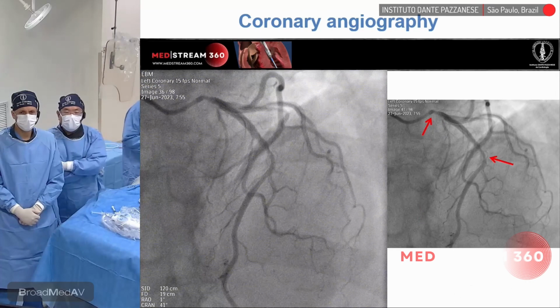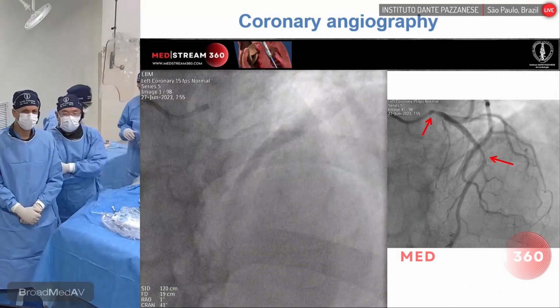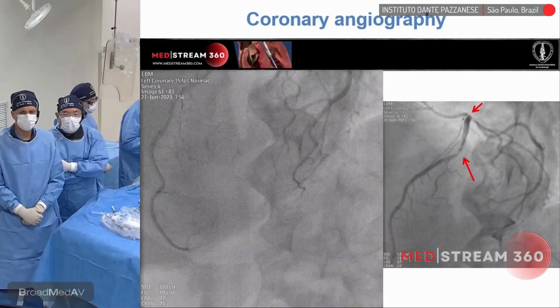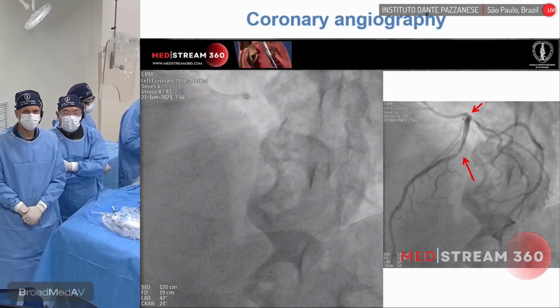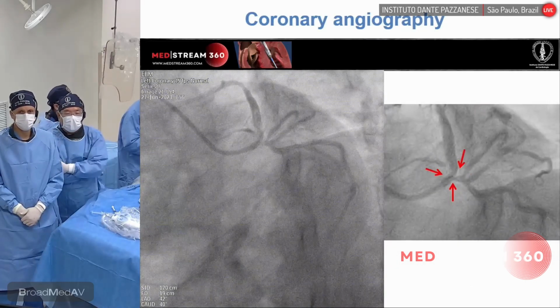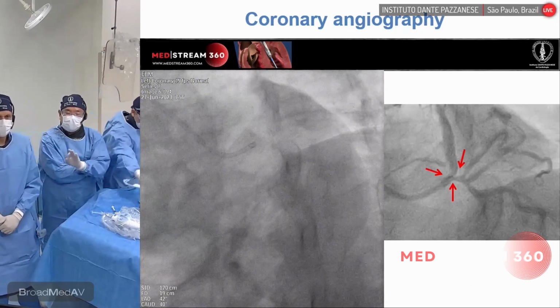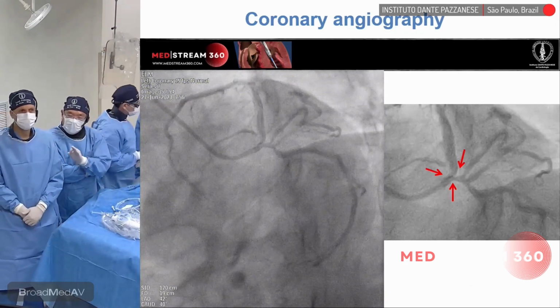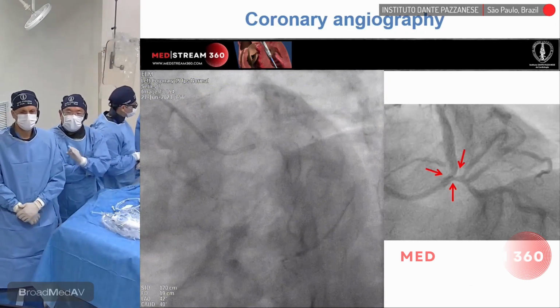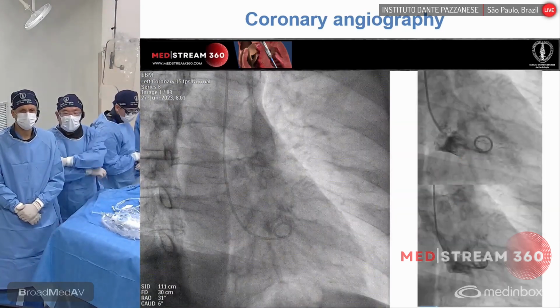You can also see a straight lesion in the LAD from the mid portion. Here is another view from the mid portion of the LAD and the left main. And when you go to the spider view, you can appreciate how severe the lesion is from the left main towards the LAD and somehow to the left circumflex, with preserved LV function.